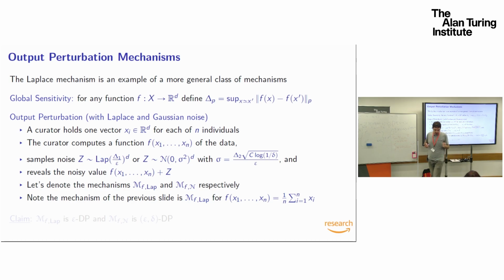And here the delta is really because if you want to do Gaussian perturbations, you really need to do epsilon-delta. You cannot do epsilon differential privacy. So once you have this noise, what the curator does is reveal f plus z, and you can show that this is epsilon differentially private with the same proof I sketched here. And for the Gaussian case, I'll do the proof later if there's time. This one I did on the slide, so I'm not afraid to do it. And note that this Laplace mechanism that I provided you in the previous slide is an output perturbation for computation of the mean.